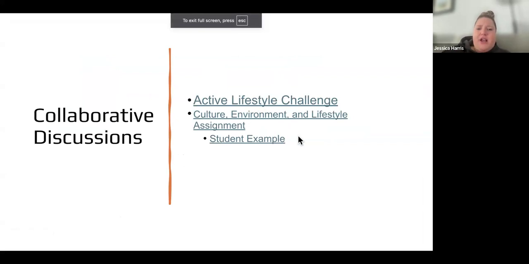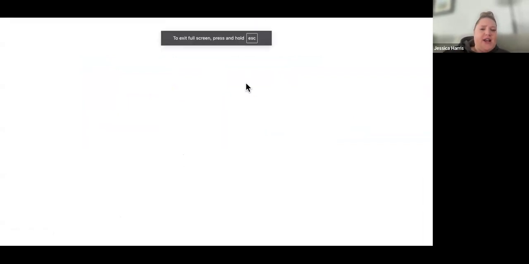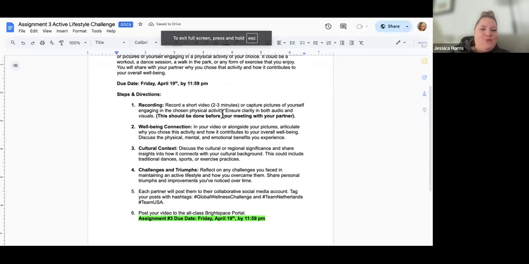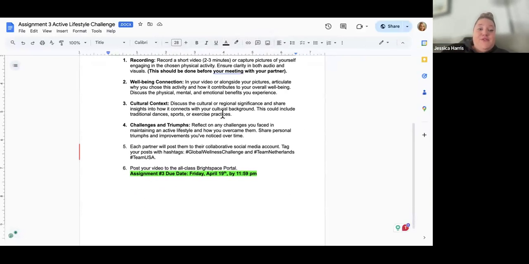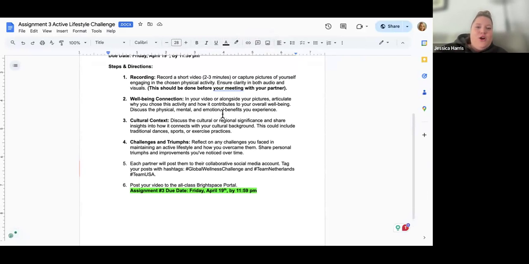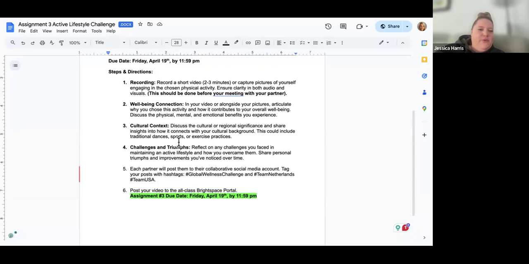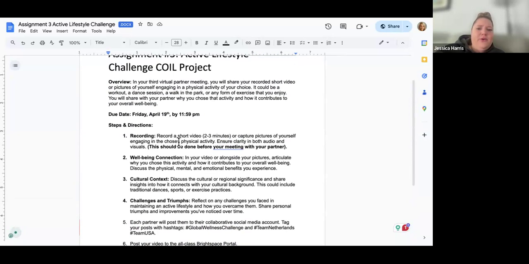Some of those collaborative discussions, we did an active lifestyle challenge assignment in one of the modules where they had to look at themselves doing different physical activity experiences, or bringing videos or photos of themselves engaging in a physical activity within their culture, talking about that physical activity. So we've done stuff in that regard where they can really discuss exercise that they enjoy, but also share why it impacts their overall well-being.